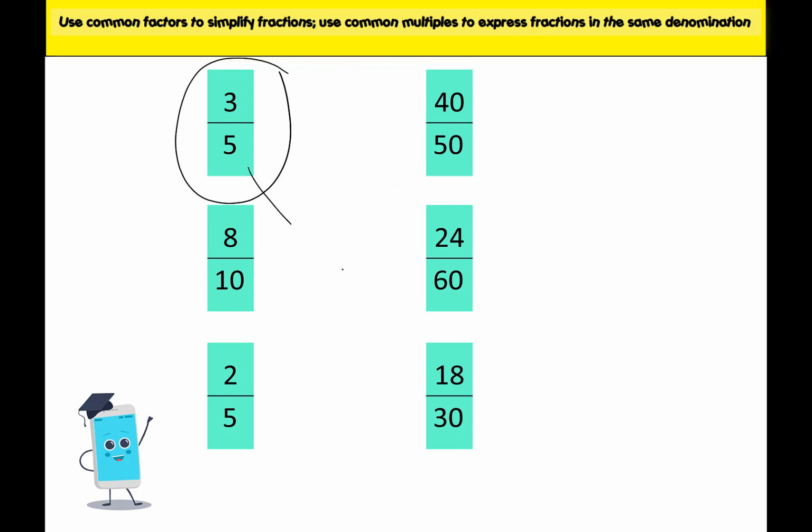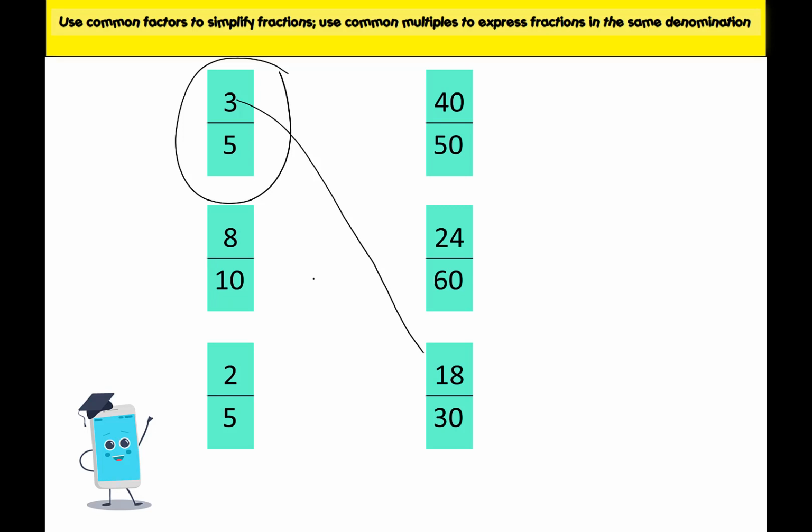Let's have a look down here. 5 is a factor of 60. It fits in 12 times. Does 3 fit in 12 times to 24? It doesn't, so that one doesn't work. We've only got one left, but we need to check it works. 5 fits into 30 6 times. 3 also fits into 30 6 times. So this one in fact works.